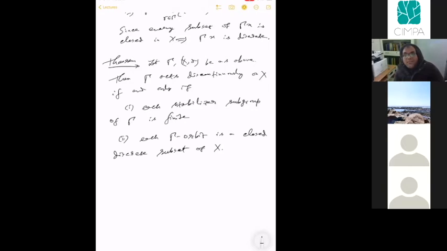That if you have a continuous group action, then we know that each stabilizer subgroup of gamma is finite, and the gamma orbit is a closed discrete subset of X. Okay, so now we have already seen one direction, the other direction needs to be proven. So you assume that 1 and 2 holds, but the action is not discontinuous. Then you get a contradiction. Okay, so proof.